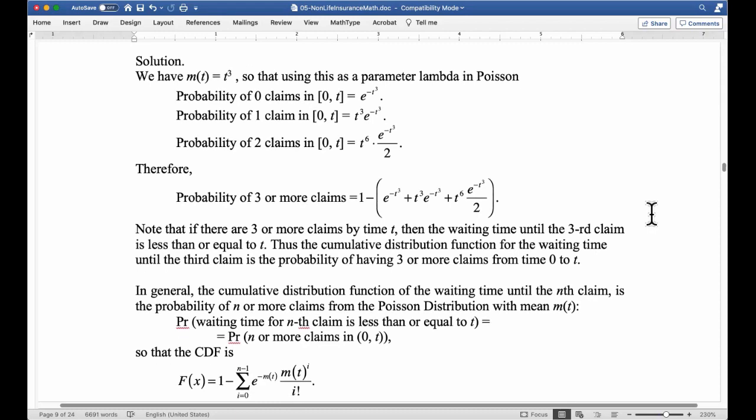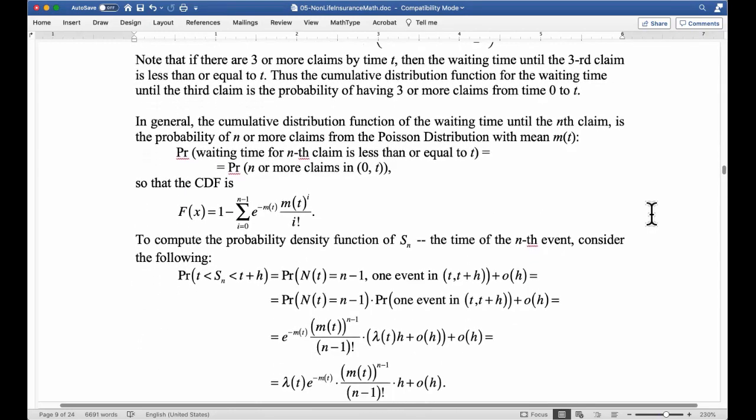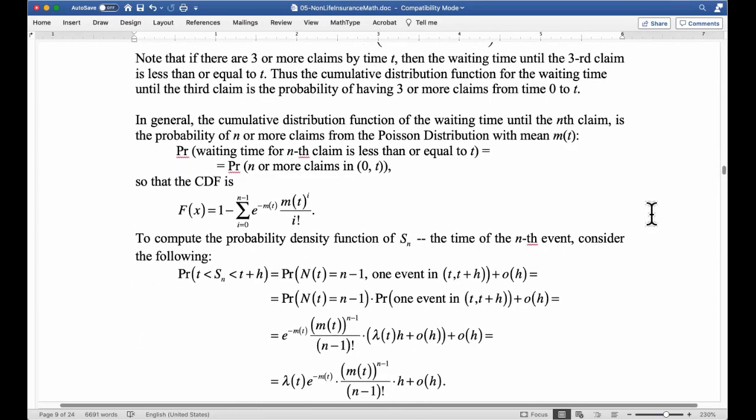Note that if there are 3 or more claims by time t, then the waiting time until the third claim is less than or equal to t. Thus, the cumulative distribution function for the waiting time until the third claim is the probability of having 3 or more claims from time 0 to t.